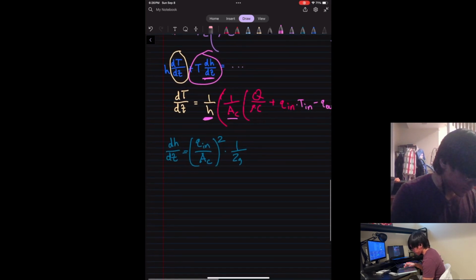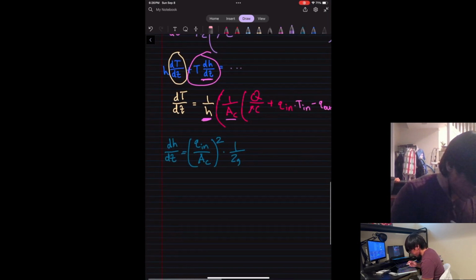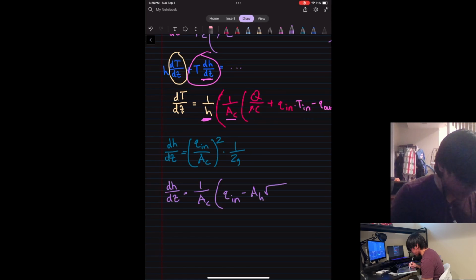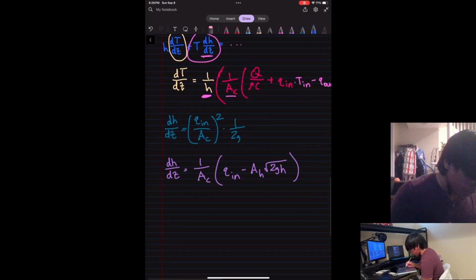So let's just take things slow. Our full equation would be 1 over our cross-sectional area times Q in minus our outlet flow, which was the drainage hole cross-sectional area times the square root of 2gH. Again, that was the substitution of the outlet flow from Bernoulli's. And we're going to isolate. Again, at steady state, dH/dt is equal to 0.